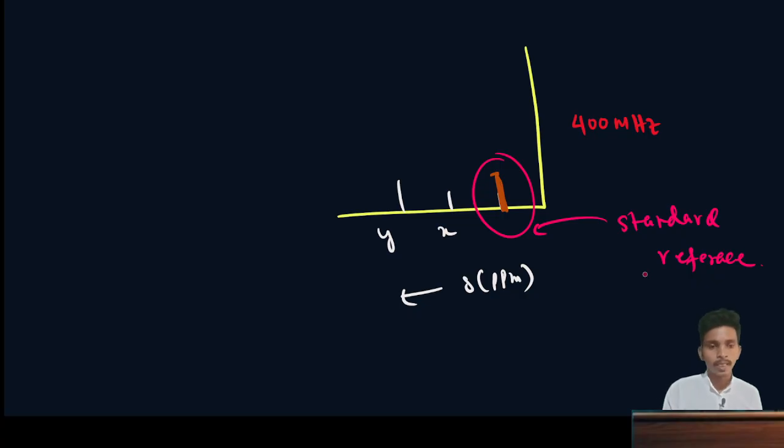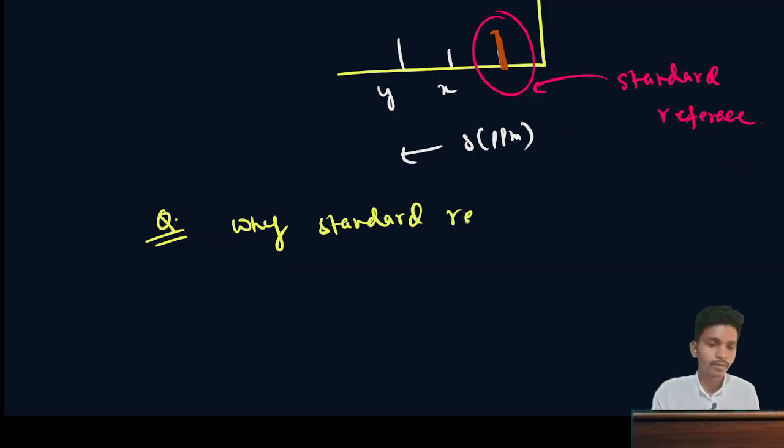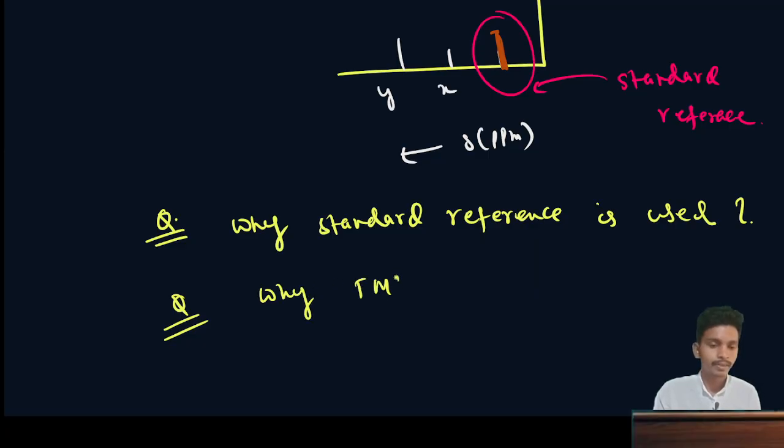Now the question is why we use this standard reference. If we do not use the standard reference, then what are the problems? Why are you using a standard reference? So questions will arise about why a standard reference is used. And the second question is why TMS is used as the standard reference.